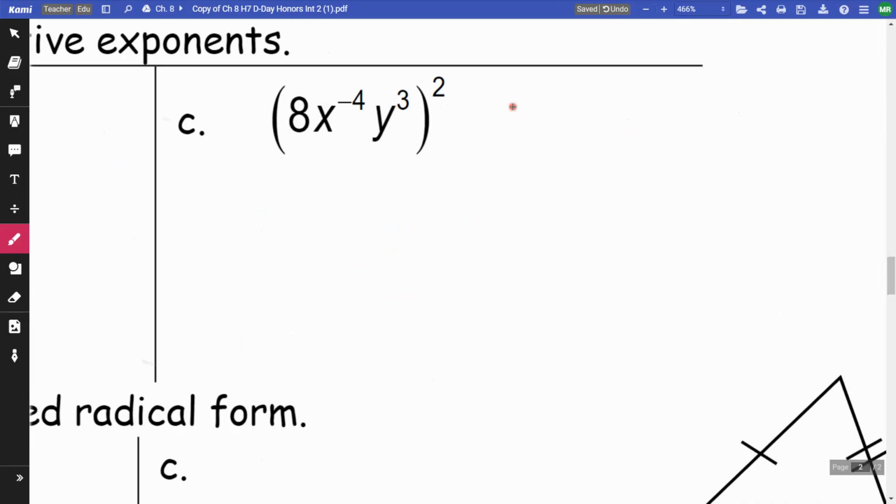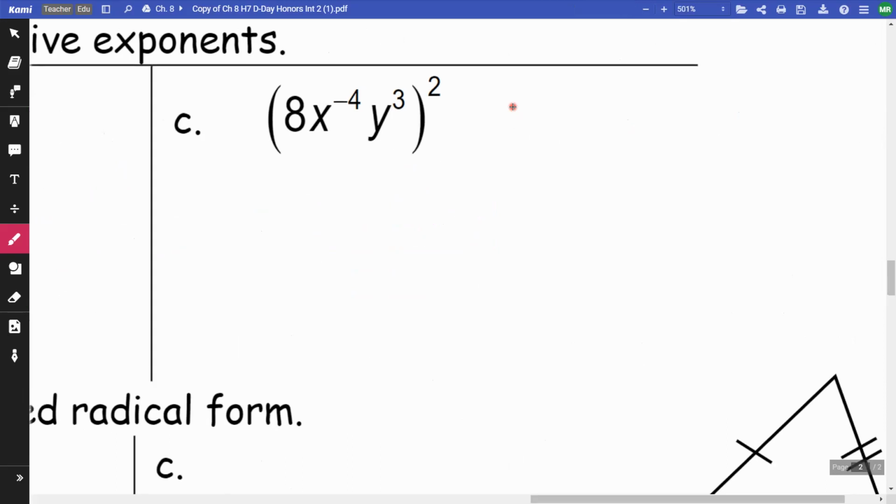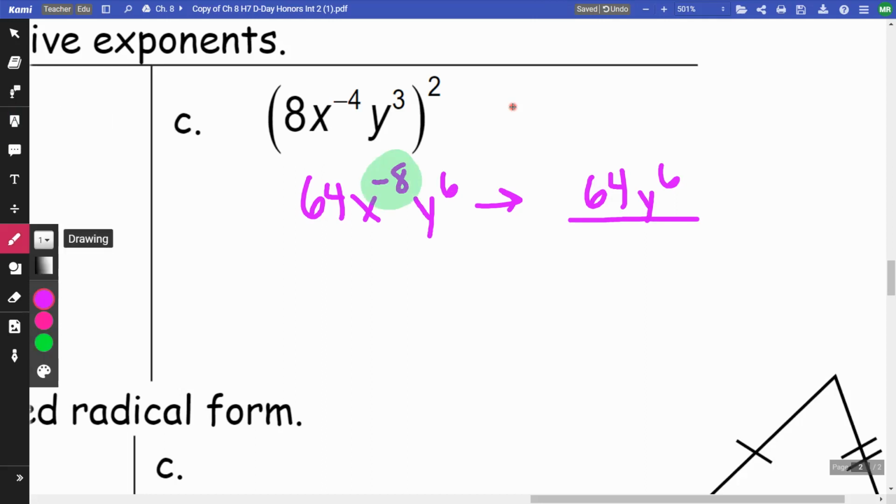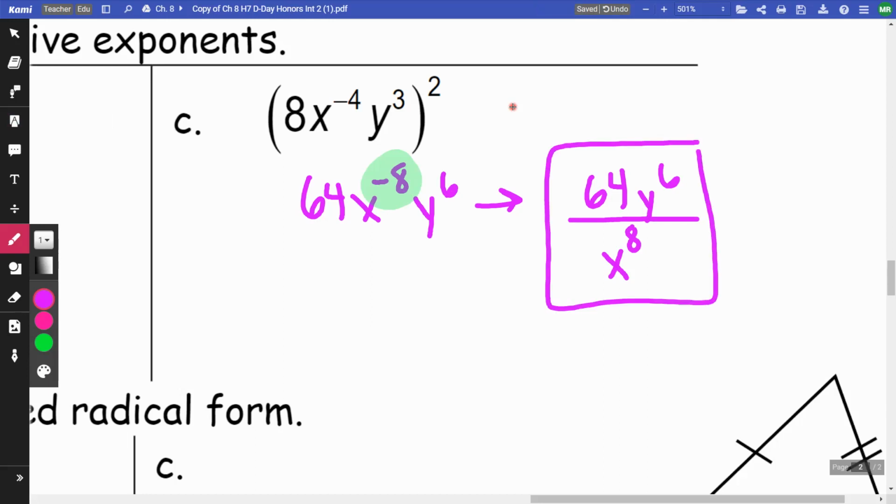On C, everything in here is going to be raised to the second power. So 64 is going to be raised. X to the -8th, power to power you multiply. Y cubed raised to the second, power to power you multiply. So that's going to be 64 y to the 6th. I do not want negative exponents. So when you have a negative exponent, you can bring that down. And when you move it from top to bottom or bottom to top, the exponent sign becomes opposite. And that's your answer.